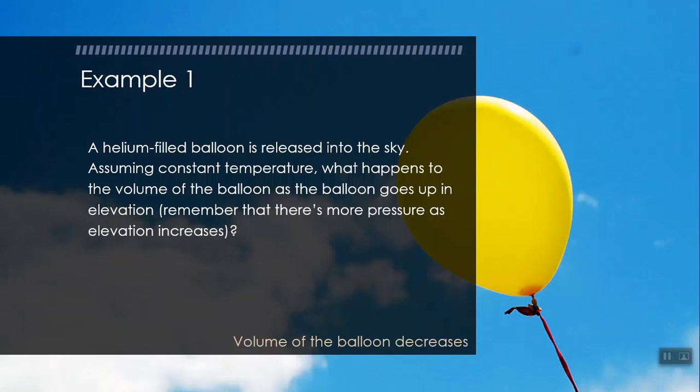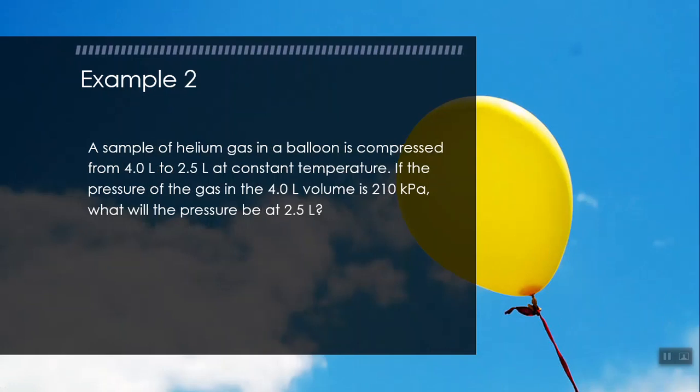Let's take a look at a mathematical example. A sample of helium gas in a balloon is compressed from 4 liters to 2.5 liters at constant temperature. If the pressure of the gas in the 4-liter volume is 210 kilopascals, what would the pressure be at 2.5 liters? The first thing you want to do is identify your variables. We have volume 1 as 4 liters and volume 2 as 2.5 liters. The pressure of the gas in the 4-liter volume is 210 kPa. What will the pressure be at 2.5 liters?